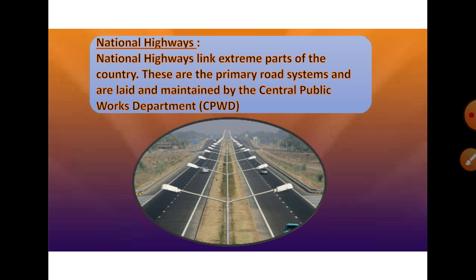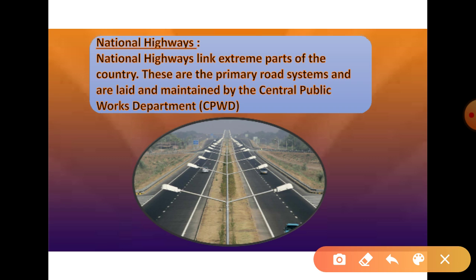Next is national highways. National highways link the extreme parts of the country. These are the primary road system, laid and maintained by the CPWD, which means Central Public Work Department. The authority is kept by the central government, and the department is the Central Public Work Department. So all the responsibility for the construction and maintenance of the road, each and everything, is laid down on this department.